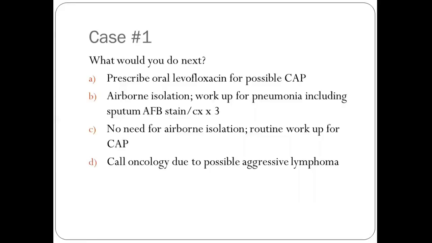So let me ask you guys, what will you do next? Will you prescribe oral levofloxacin for possible community-acquired pneumonia? Will you think about tuberculosis and isolate this person, work up for pneumonia, including AFB stains and cultures? There is no need for isolation, but you will do your routine workup for community-acquired pneumonia, or you will call oncology due to possible aggressive lymphoma. So what do you think?